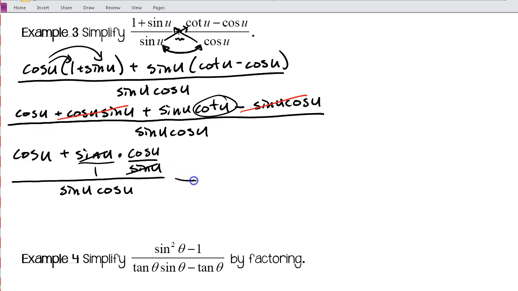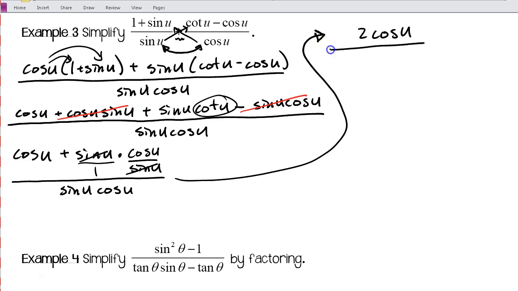And continuing on over here, I have cosine u plus cosine u, so that's 2 cosine u over sine u cosine u. Alright, I have a cosine on the top and a cosine on the bottom. Those are going to cancel out. So I have 2 over sine u.